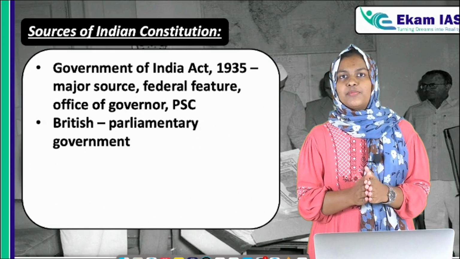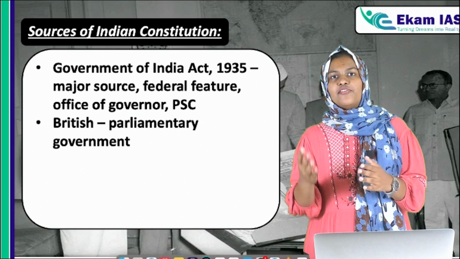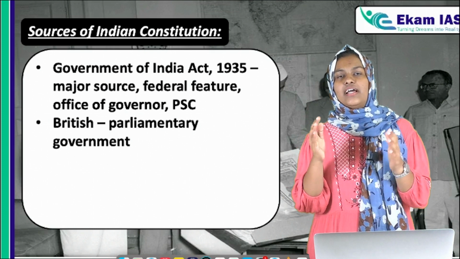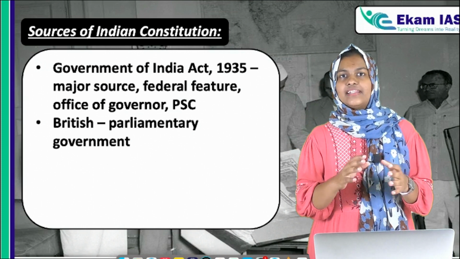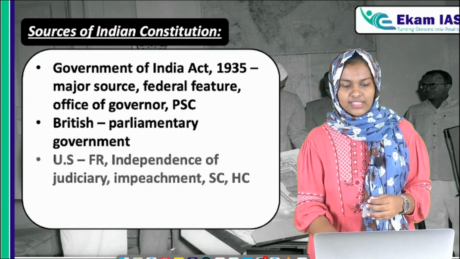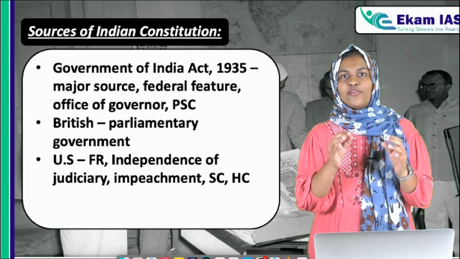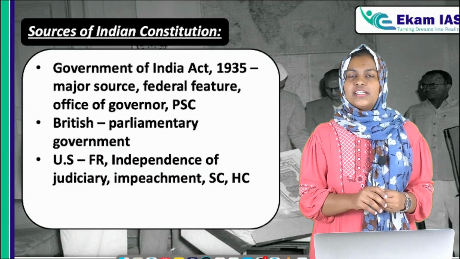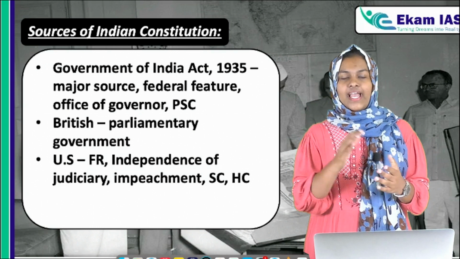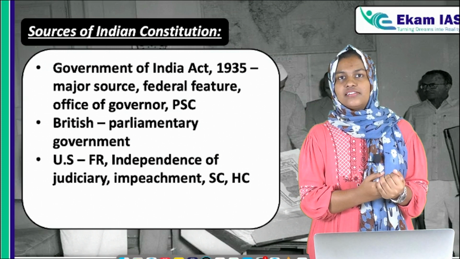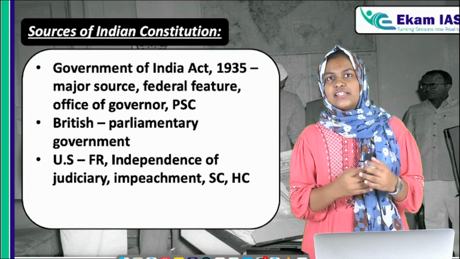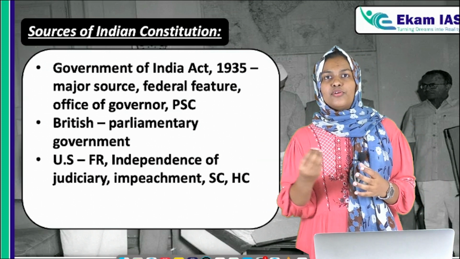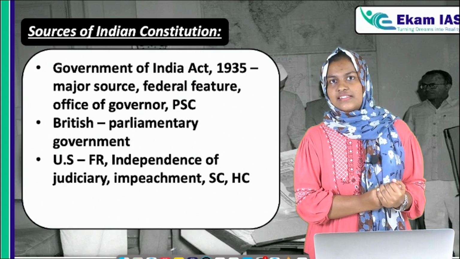There are two types of government. That is the presidential form of government, where the president and the legislature are separated. Here we have adopted the parliamentary form of government, and that we have adopted from the British Constitution. Next is the US Constitution. One of the important features of our Indian Constitution, the fundamental rights, we have adopted from the United States Constitution. And judicial review or the independence of judiciary is one of the features of the American Constitution, so that also we have borrowed.